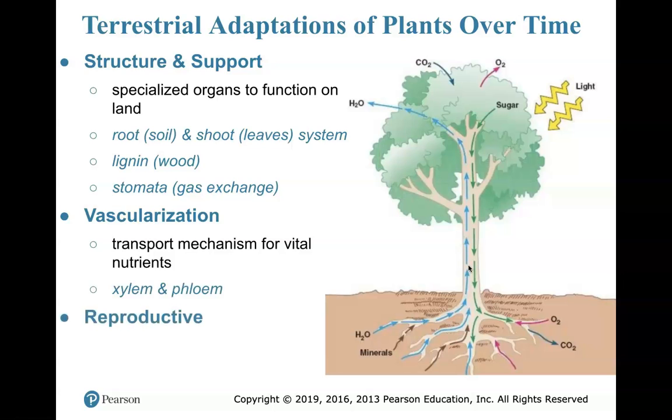Then reproductive structures, protection of that delicate growing embryo, and we're talking about seeds and ovaries being the primary structures that are going to help with that to promote future generations.